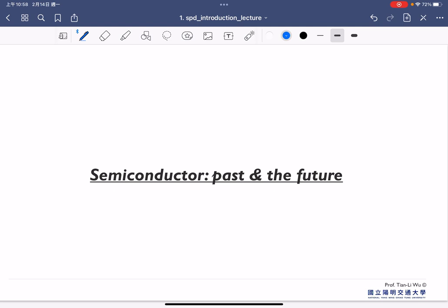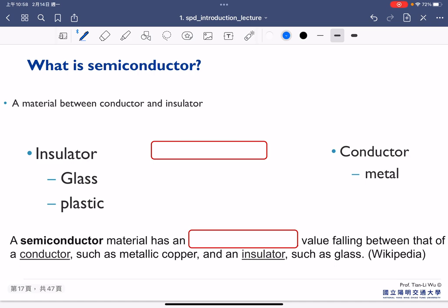Okay, so here we will start to talk about semiconductors, the past and then the future. The first thing is we need to understand what a semiconductor actually is. A semiconductor is a material that's between a conductor and an insulator. Conductors and insulators are well-known materials that we already encounter every day. For example, insulators include glass and plastic (玻璃跟塑胶), which are typical insulators in our daily life.